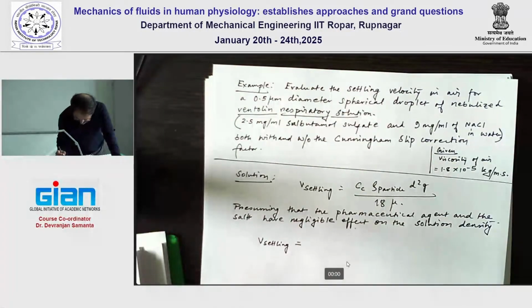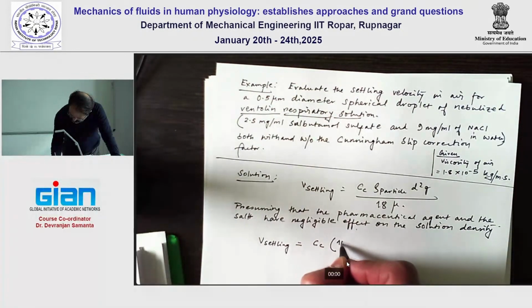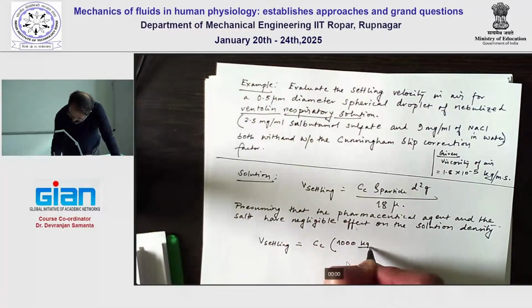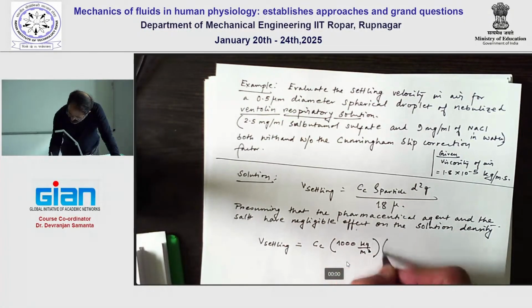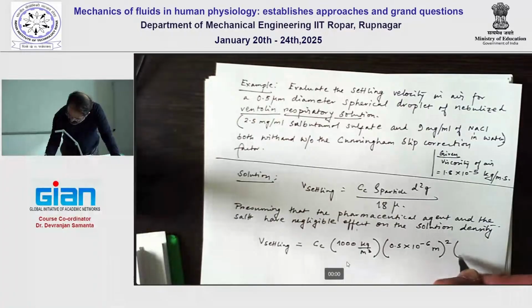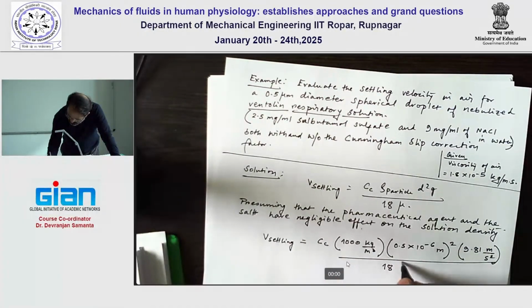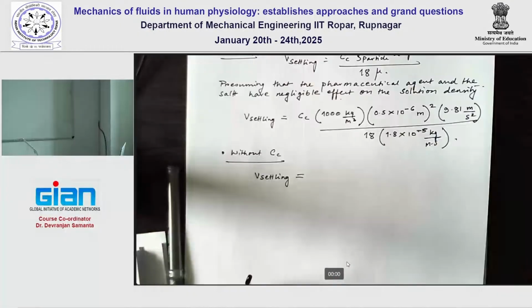So Cc is something that we are trying to find, evaluating the settling velocity. Okay, Cc we don't know yet, so let's keep it like that. The rho particle is 1000 kg per cubic meter. The diameter is 0.5 micron, so 0.5 times 10 to the power of minus 6 meter squared times G divided by 18 times 1.8 times 10 to the power of minus 5.